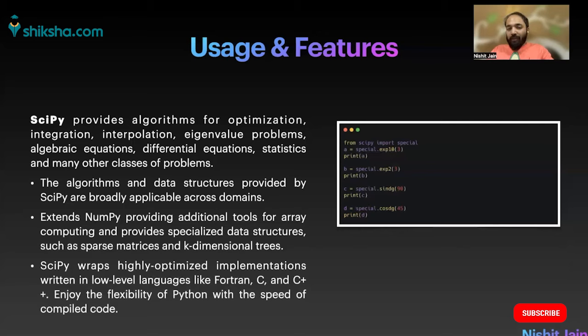At the top, you can see we are importing SciPy. From SciPy, we are importing special. Special is a subpackage of SciPy, which basically helps you implement some special functions, like exponential functions. Then we have sine. We are finding sine of 90. We are finding cos of 45, correct? And this will give you exactly the expected results. So you can find sine of any angle, cos of any angle. These are some trigonometric functions which are used in a lot of cases.